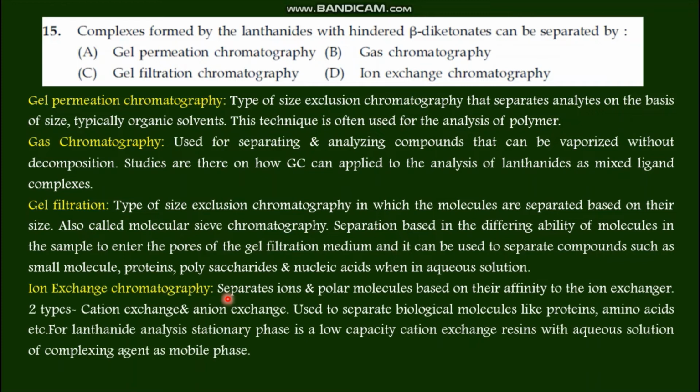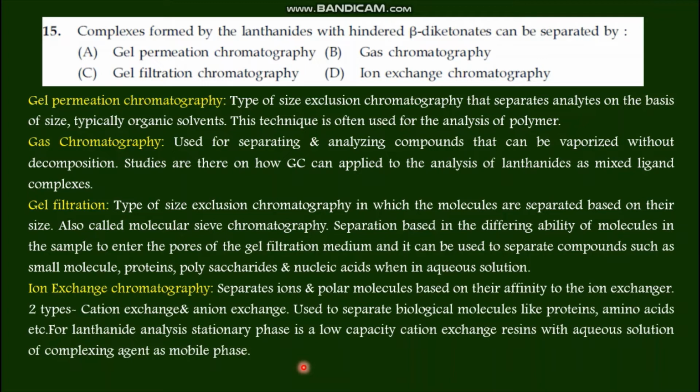And ion exchange chromatography separates ions and polar molecules based on their affinity to the ion exchanger. These ion exchangers are of two types: cation exchange chromatography and anion exchange chromatography. It's generally used to separate molecules like proteins, amino acids, etc. And normally for lanthanide analysis, the stationary phase we use is a low capacity cation exchange resin with an aqueous solution of complexing agent as mobile phase.